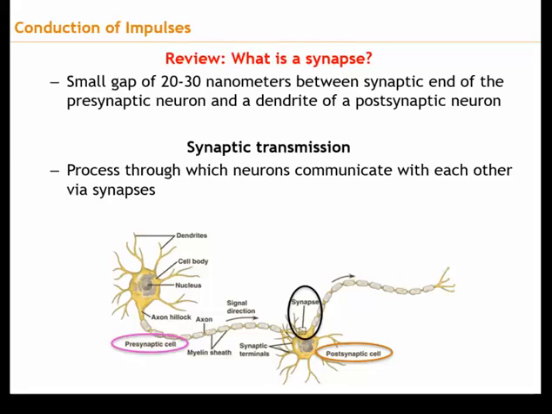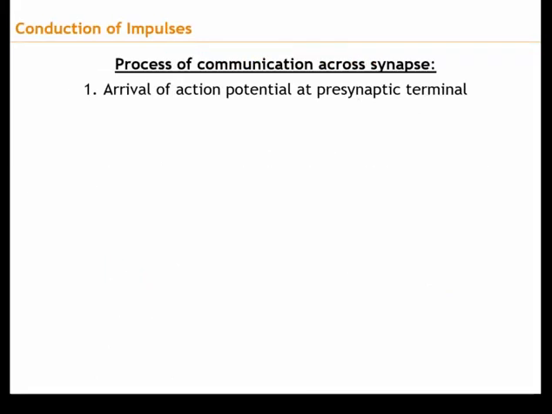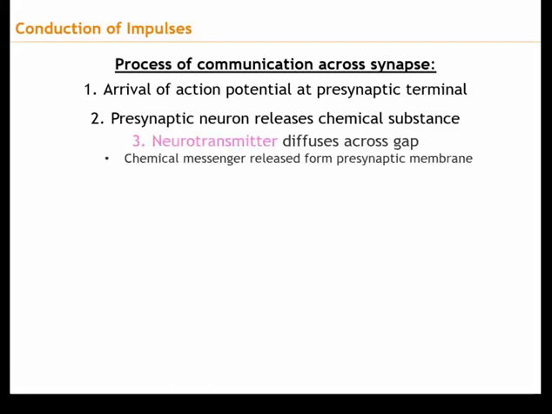So here's our synapse, and let's talk about the process of communication. Upon arrival of that action potential at the presynaptic terminal, that's kind of the first part. We're going to have a release of a chemical substance from these vesicles, and we'll look at a picture in a second. So the presynaptic neuron releases neurotransmitter. That's the chemical substance. It's going to diffuse across the gap.